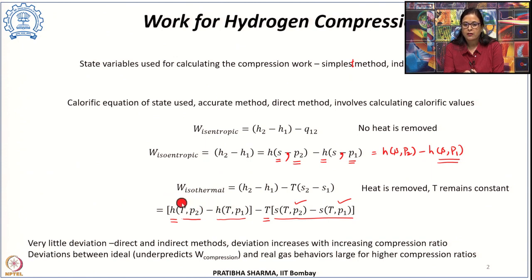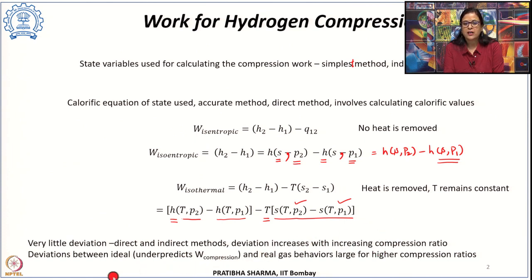Now, if we calculate this, say for real gases, it is found that there is very little deviation whether we use the indirect method using the state variable or equation of state, or whether we use the calorific equation of state and calculate using the direct method. But this deviation is found to increase with the increasing compression ratio. As P2 by P1 increases, as the outlet pressure or the delivery pressure gets higher compared to the inlet pressure or the suction pressure, the deviation between the two methods of calculating the work of compression increases.